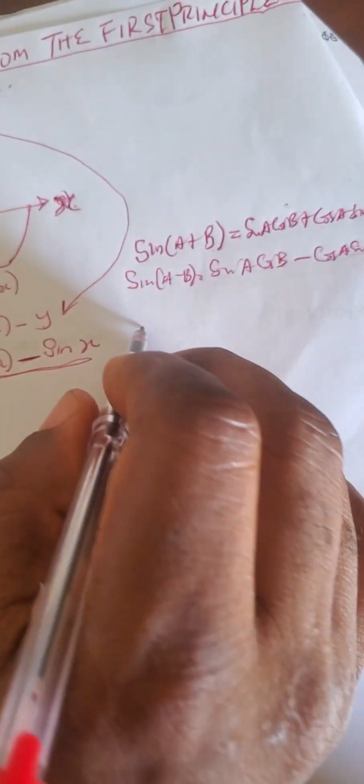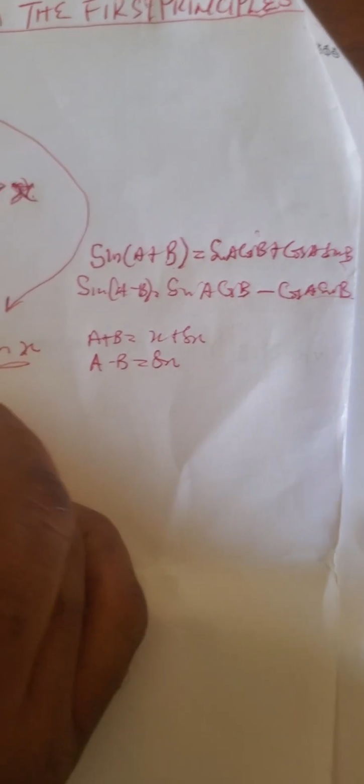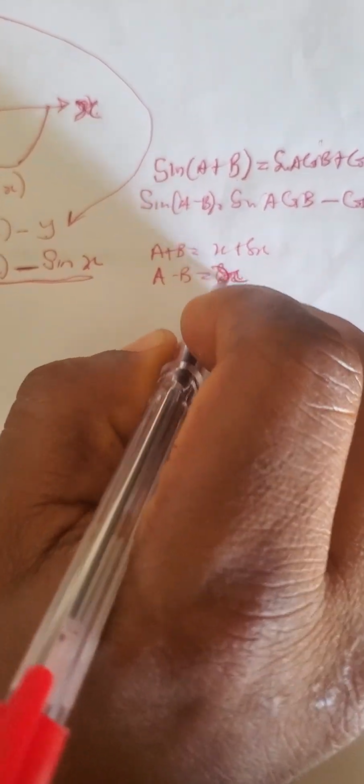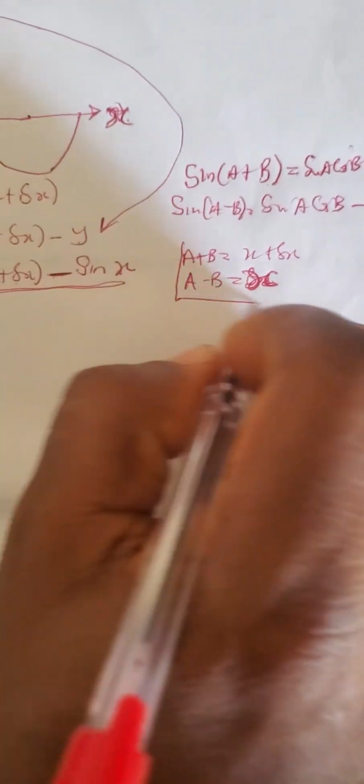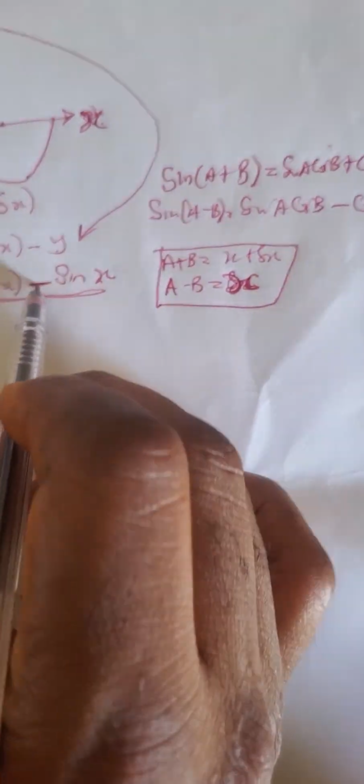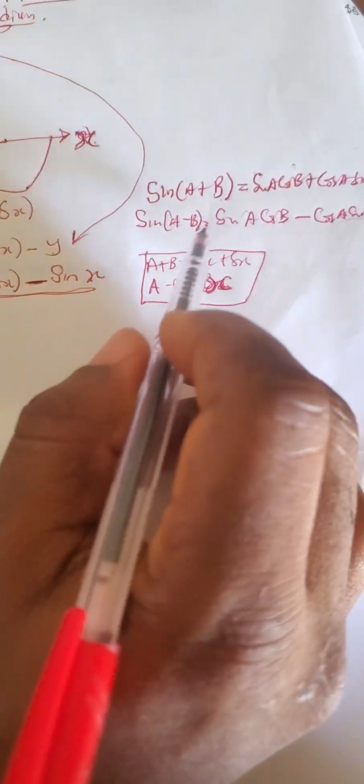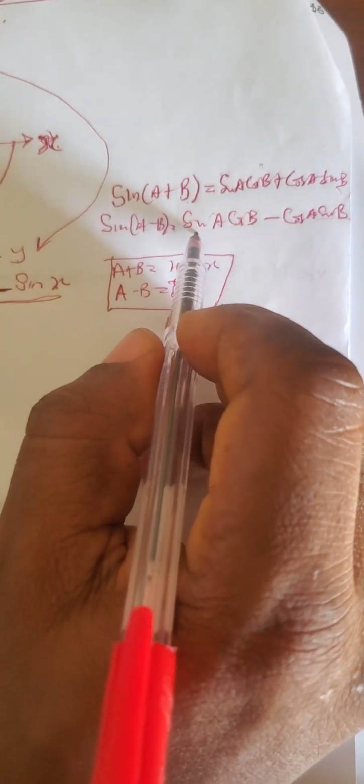Now, since I'm doing a difference, I'm going to subtract this one down from this one up. In this case, my x plus delta x is A plus B. So A plus B is my x plus delta x. In this case also, my x is A minus B. So A minus B is actually my x, sorry, it's my x, that is A minus B. So take note of that. So in this case now, we should subtract this from here.